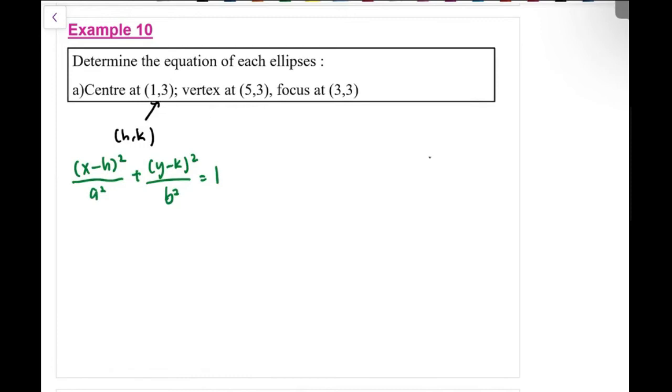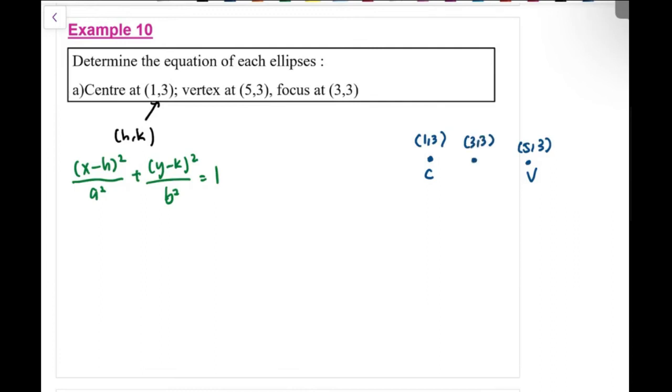So first we have the center. Center is at 1, 3. Next, we have a vertex. Vertex at 5, 3. So x coordinate changes, y is fixed. I'll just try to plot this. 5, 3 is our V. And then last one, we have a focus at 3, 3.